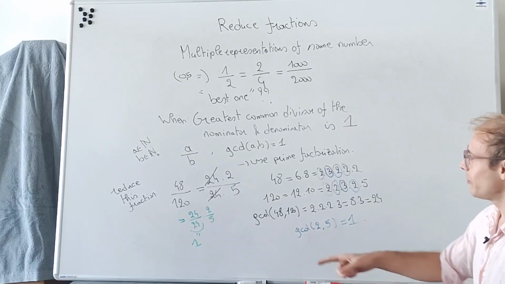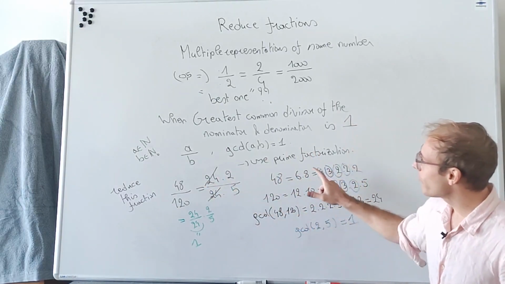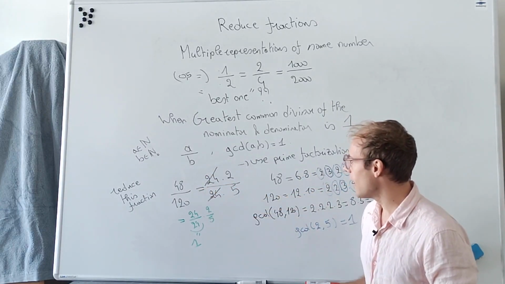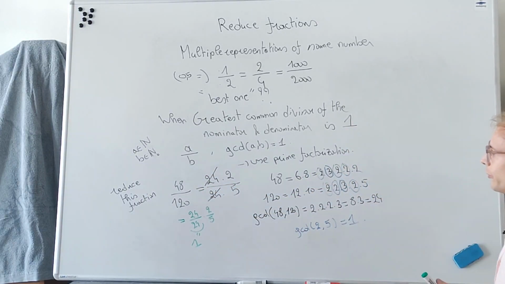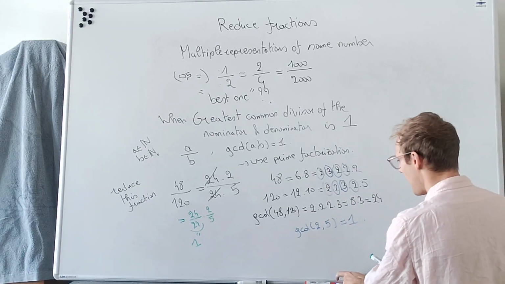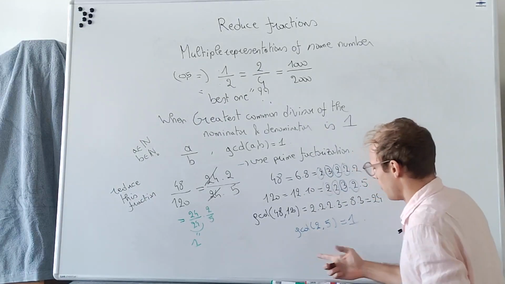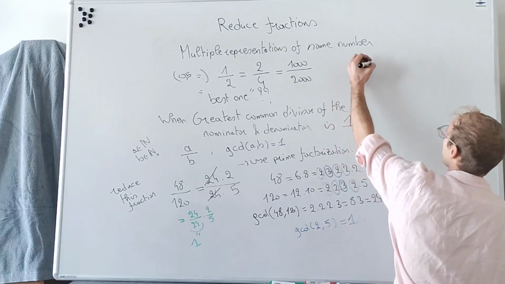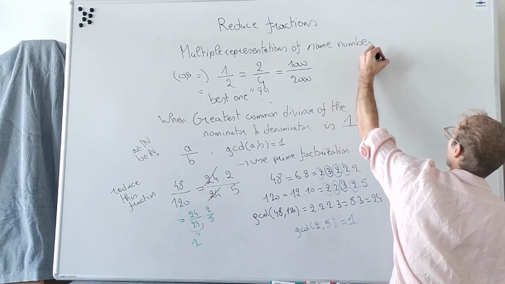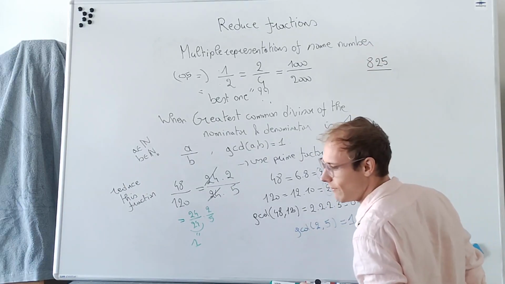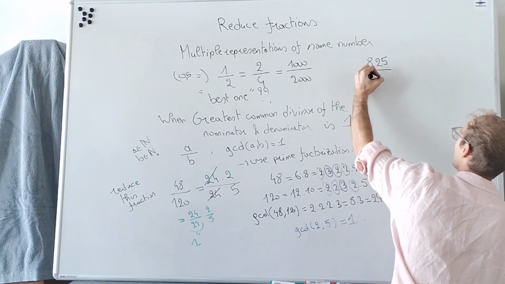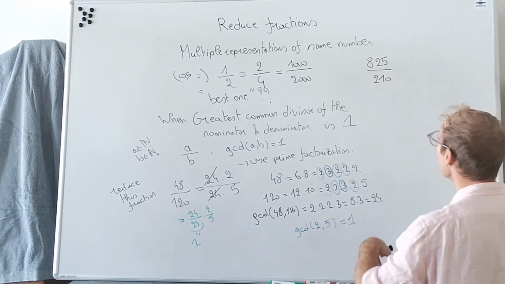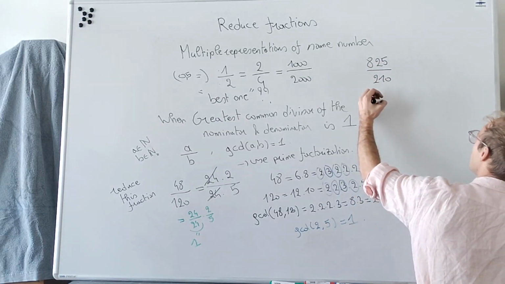So we're finished here. Using prime factorization, we reduced the fraction 48 out of 120 to 2 divided by 5. Well, here's another example for you guys: try to reduce the following fraction, 825 divided by 210. Pause the video. I'm going to make the calculations as well.